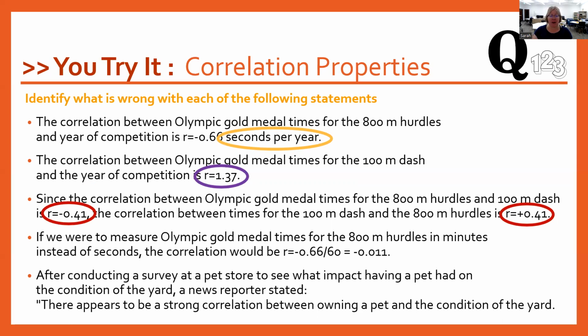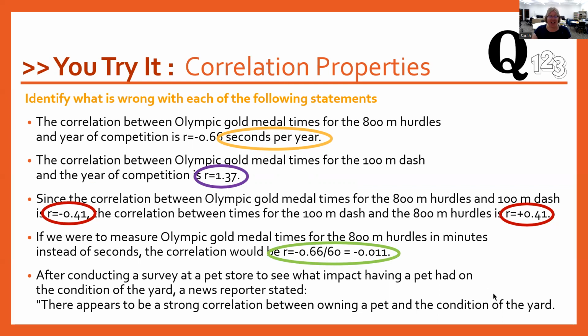If we were to measure Olympic gold medal times for the 800-meter hurdles in minutes instead of seconds, then we would need to take that correlation coefficient and divide it by 60, which gives us -0.011. Right, so this one, that problem is you don't need to do anything. We've stripped the units out in this process of making the correlation coefficient, so it's going to stay the same whether it's measured in minutes or seconds.